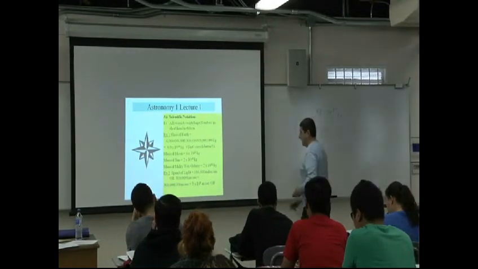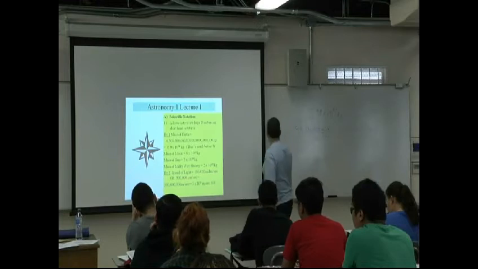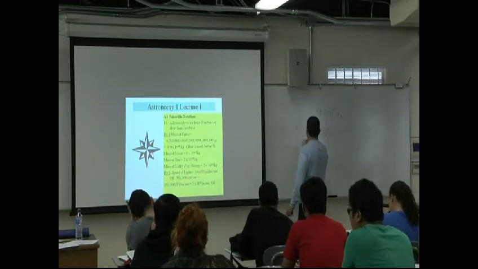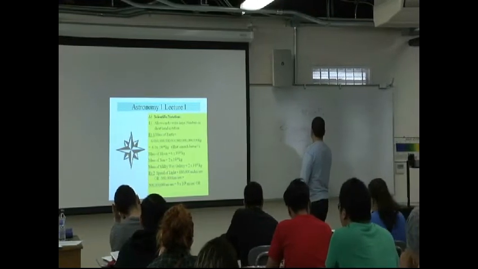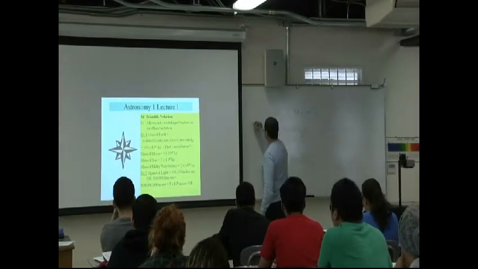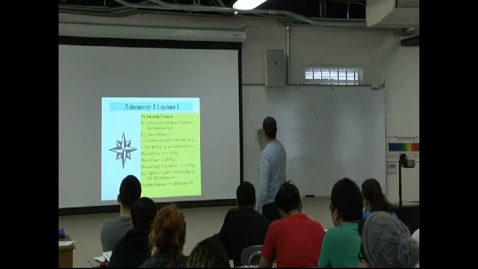What's a different way of expressing this? 300,000 kilometers per second. Why? 1 mile is equal to 1.6 kilometers.